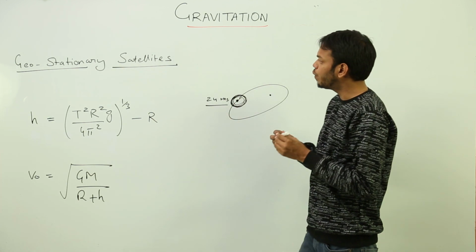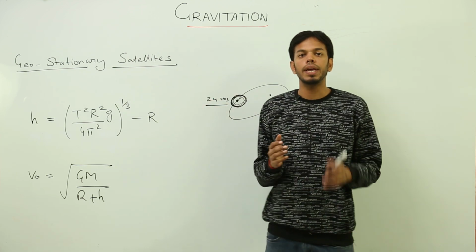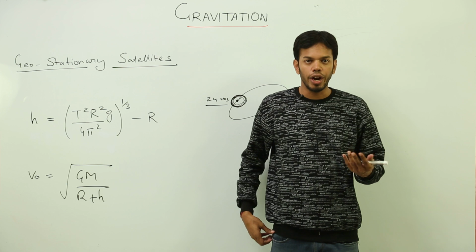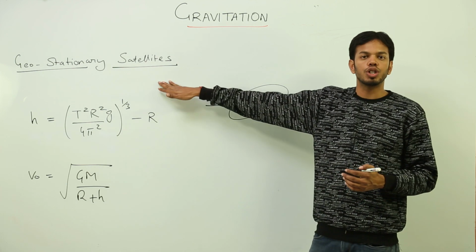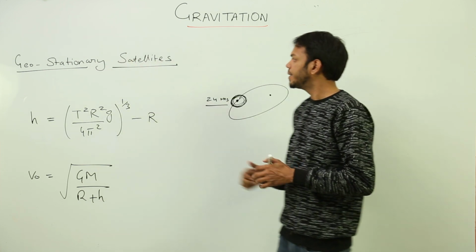So this is how we explain these satellites: these are such satellites which appear to be stationary at a point from a fixed position on Earth. That is why the name geo and stationary, right?